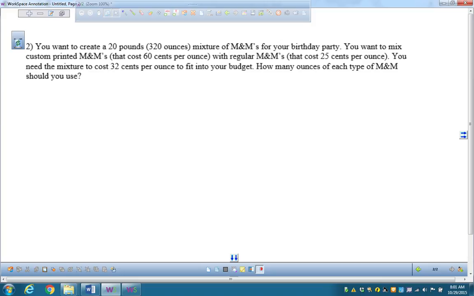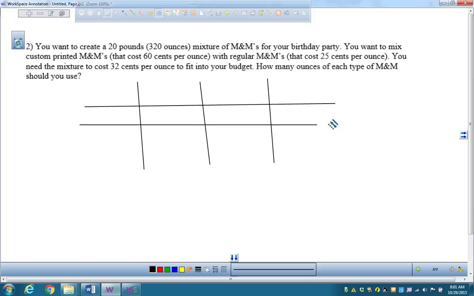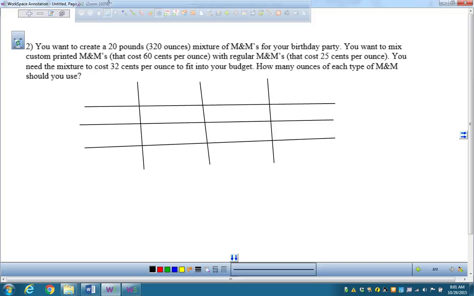Okay? So this is kind of how they tell you to set it up in the book. They tell you to make a table, kind of like this. I'm looking at my cheat notes over here. And one more column over here like this. And with a mixture problem, you have your custom M&Ms, and you have your regular M&Ms, and then you have your mixture over here. Because it's nice to have a nice organized table.